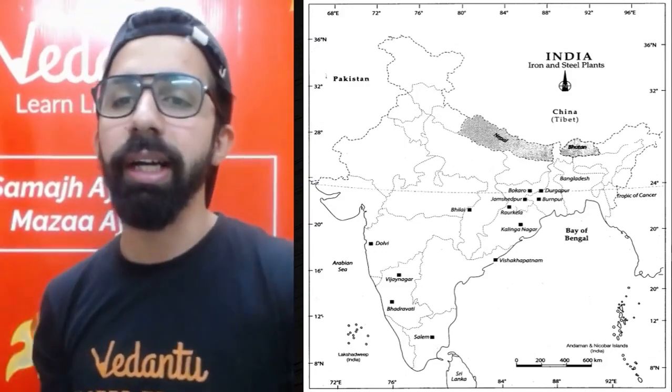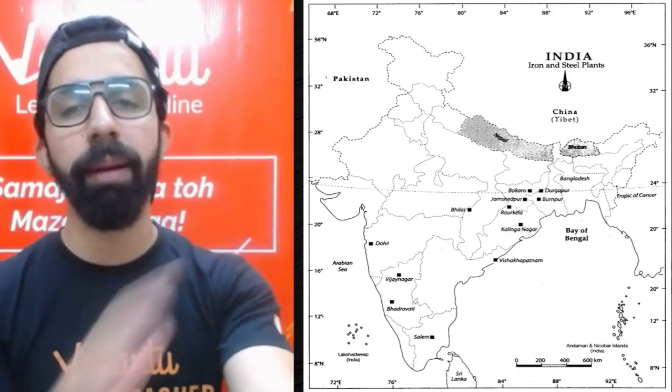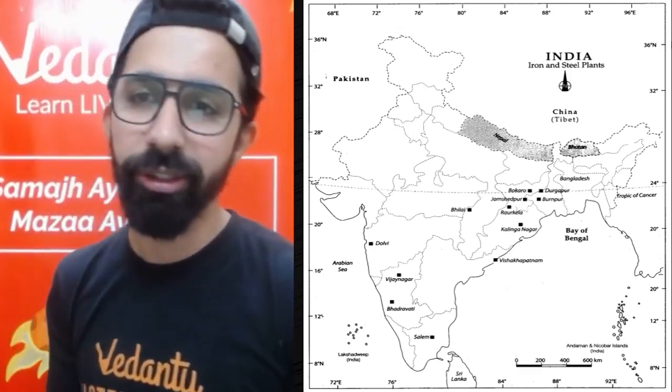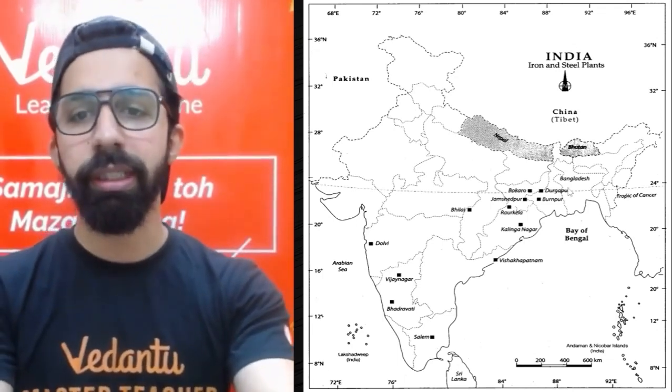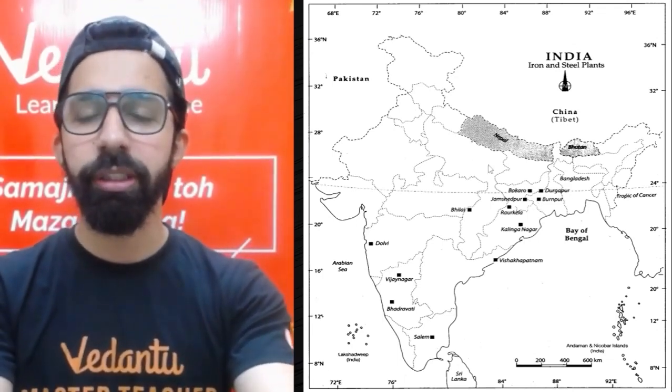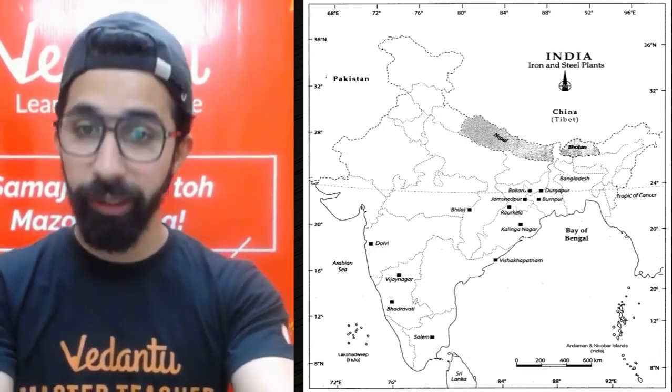ठीक है. Guys, this is the distribution. This map is showing us the distribution of iron and steel plants in India. Most of them are concentrated in the eastern part of India, especially in the northeastern side of peninsular India.